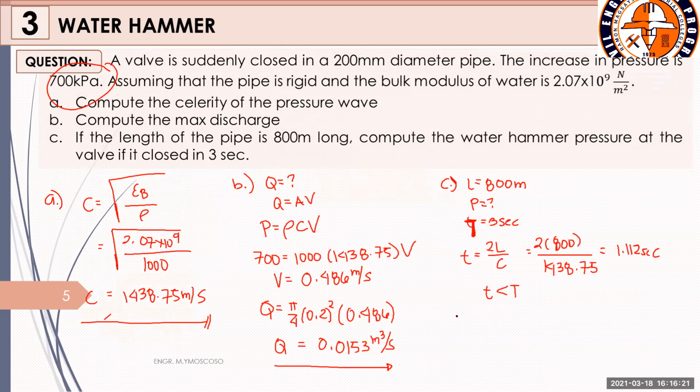So maximum water pressure sa time na 3 seconds. Okay? So kukunin natin yung pressure na present dyan. That would be 1.112 divided by the given time ng pag-close niya, times the pressure given, which is 700 kPa. So that would be equal to 259.47 kPa.